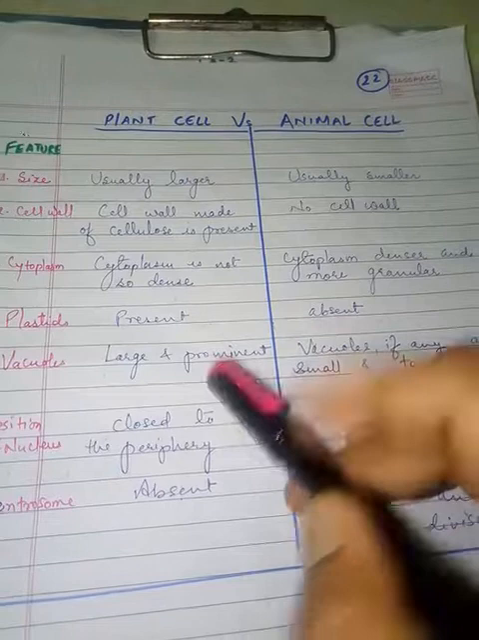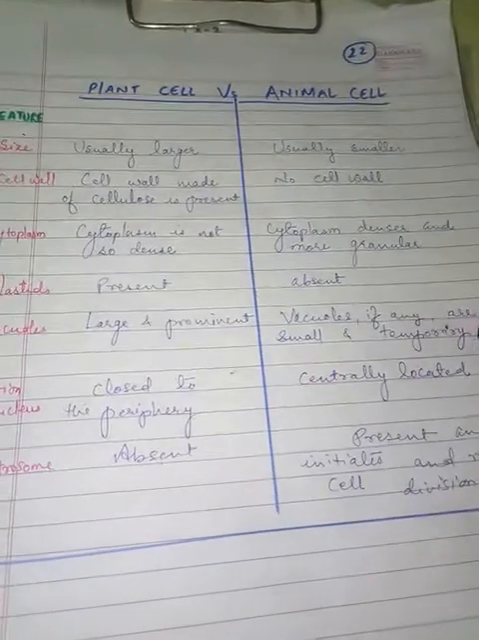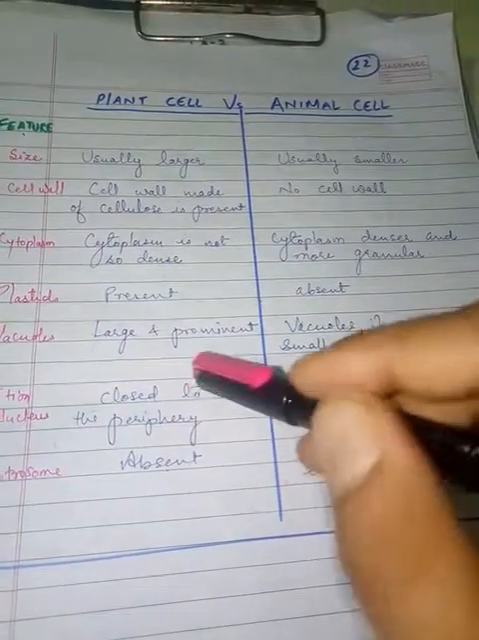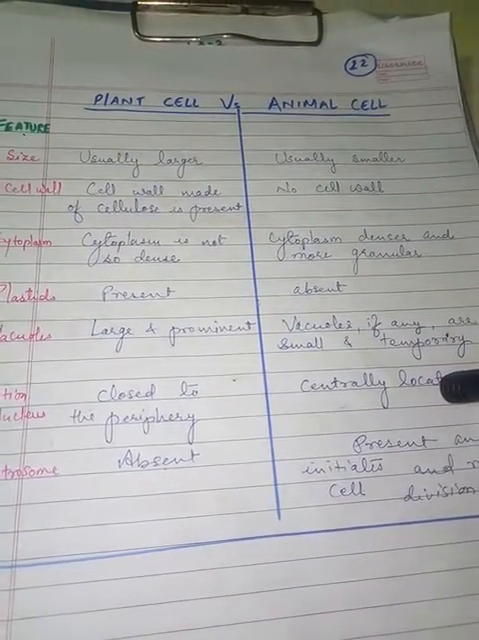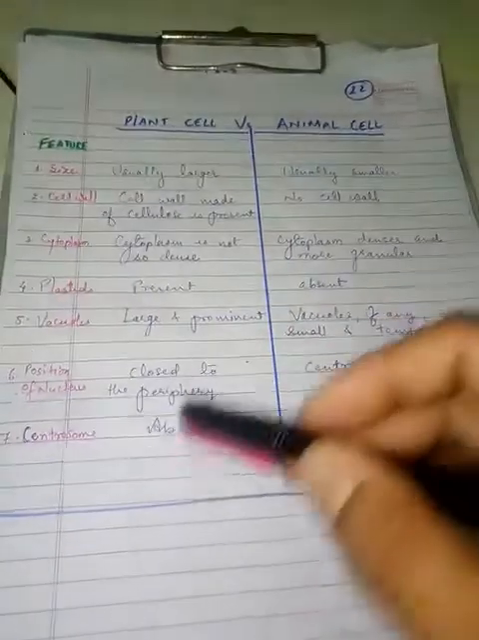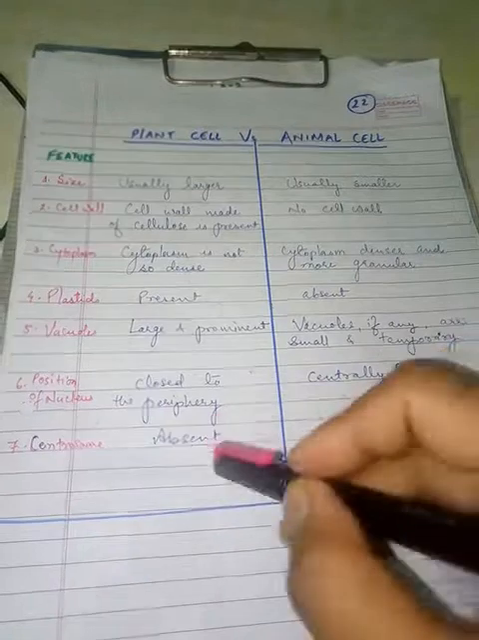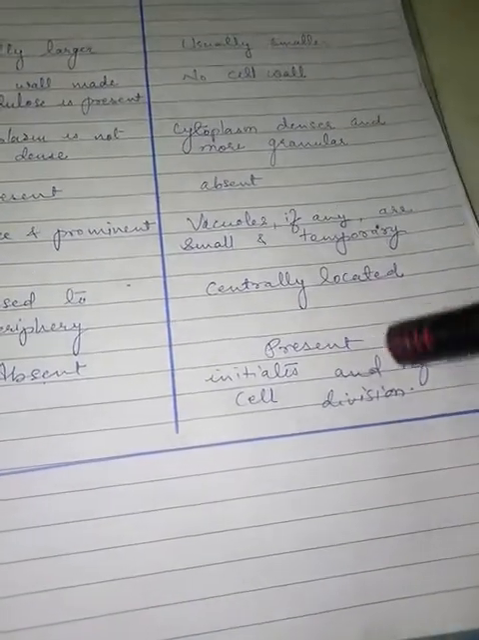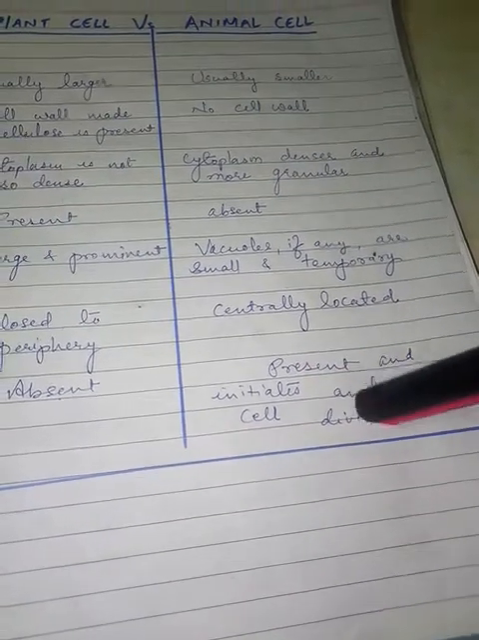Vacuoles are large and prominent here. Vacuoles, if present here, are very small in size and temporary in nature. Nucleus is located close to the periphery here, and here nucleus is almost centrally located. And one very important structure, centrosome, which helps in cell division, is absent in plant cell, but it is present in the animal cell and initiates and regulates the cell division.